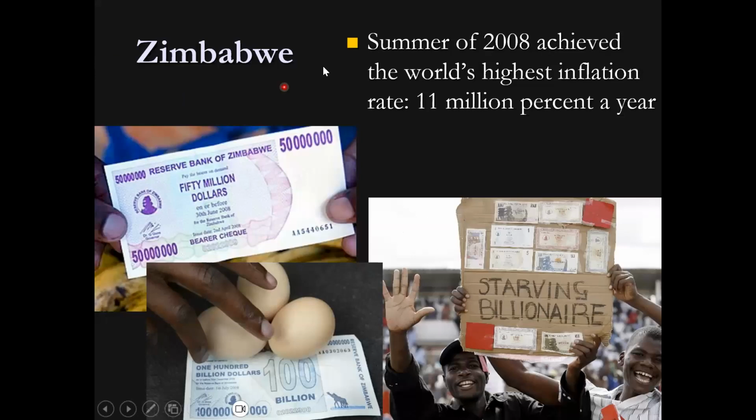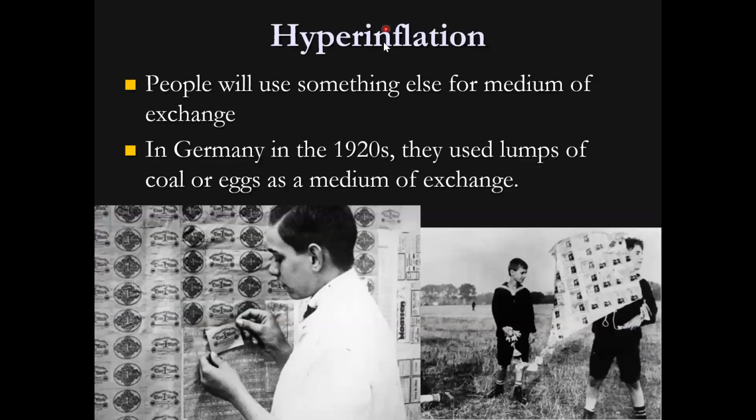Here we have some countries which faced the highest inflation rates. Zimbabwe had 11 million percent per year in 2008. And we had hyperinflation in Germany, which led people to use something other than money. They used eggs as a medium of exchange.